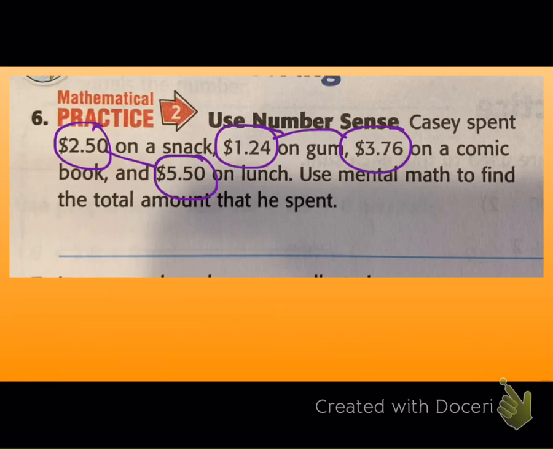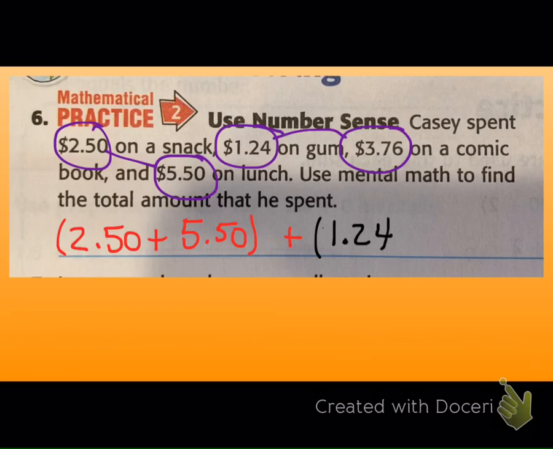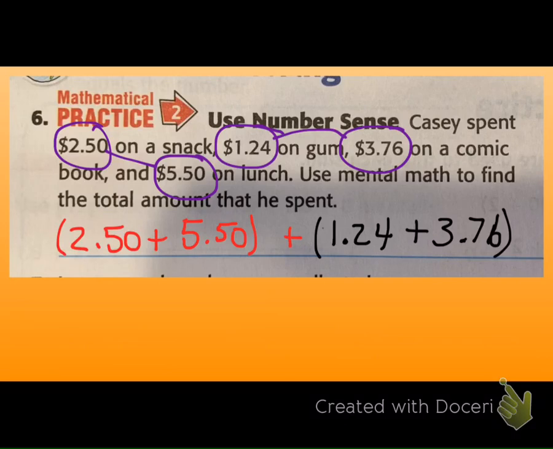So let's go ahead and rewrite these. Not going to write it in the order that they appear there. I want to write them in the order that I know I want to match them with. So I have $2.50 plus $5.50. I want to match those together because they're going to add easily together. And I want to match $1.24 plus $3.76, because I know those I can solve mentally as well.